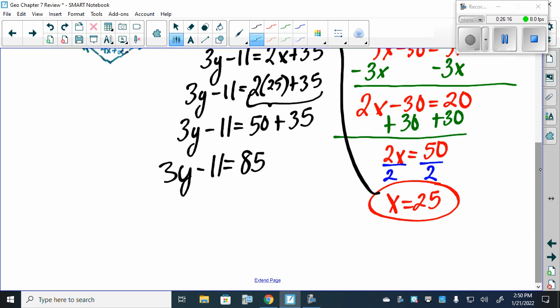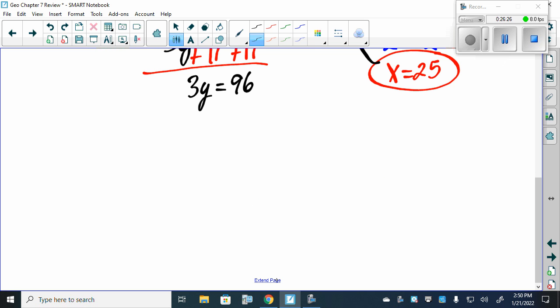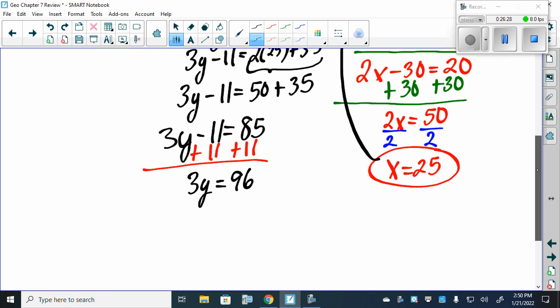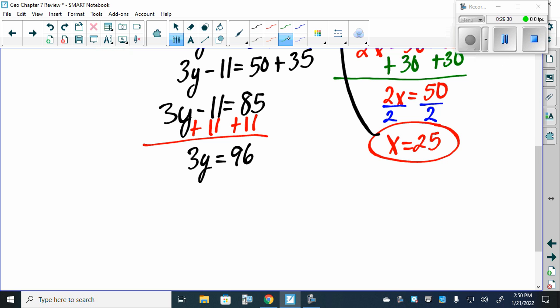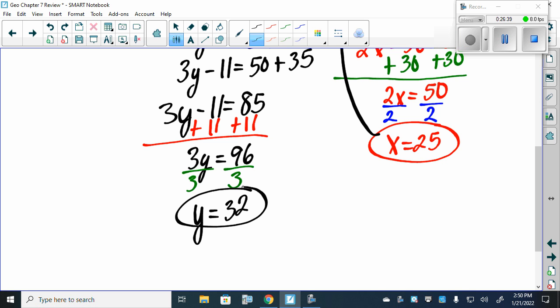Now, when we add 11 to both sides, we would get that 3y is equal to 96. And last but not least, we would divide by 3, so y is 32 and x is 25. Any other questions on this here?